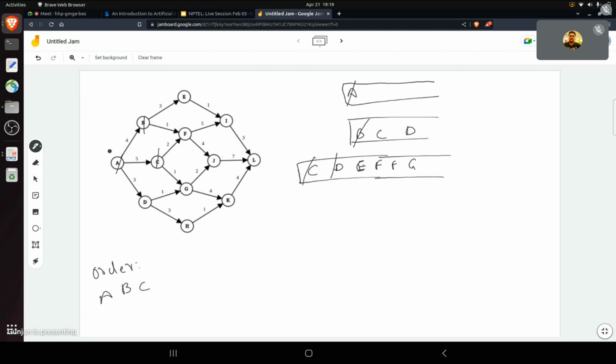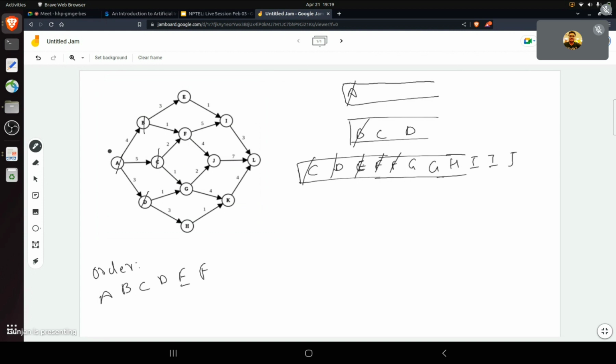Then we pop D and we add G and H to the queue. So it is A, B, C, and D. Now we start with E. We pop E, and for E we have the child I, so we will add I. Then we have F. The children of F are I and J, so we will add I and J. So it is A, B, C, D, E, F.